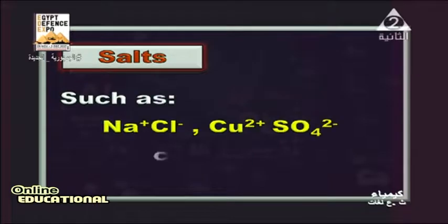Salts, such as sodium chloride and copper sulfate. Each salt consists of two parts, a positive ion and a negative ion. The positive ion comes from the base, we call it basic radical, and the negative ion comes from the acid, we call it acidic radical.